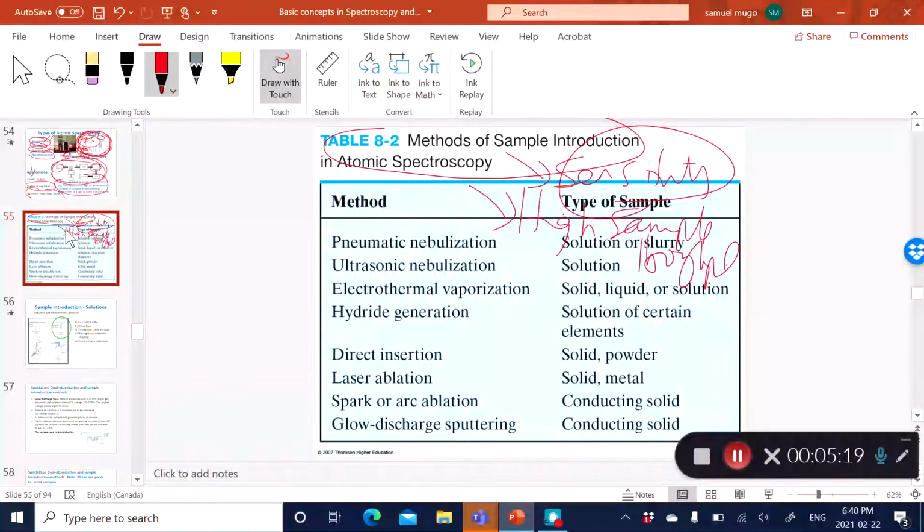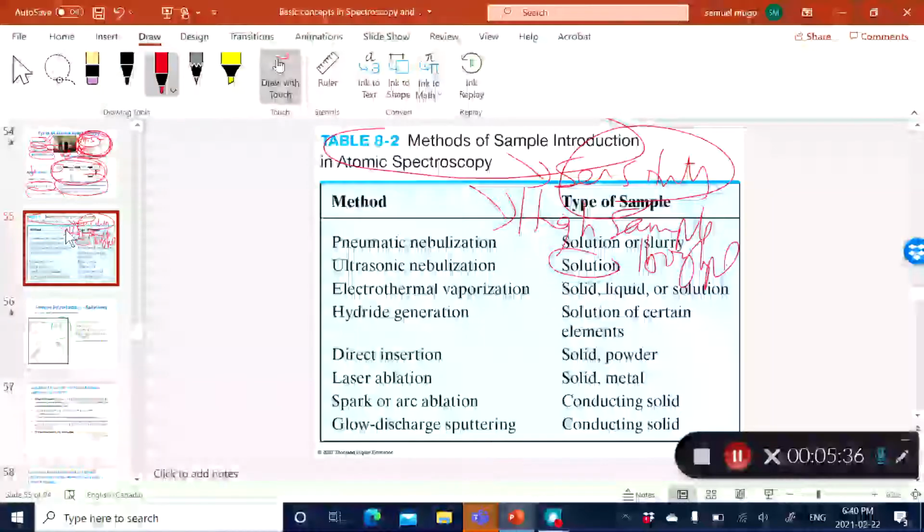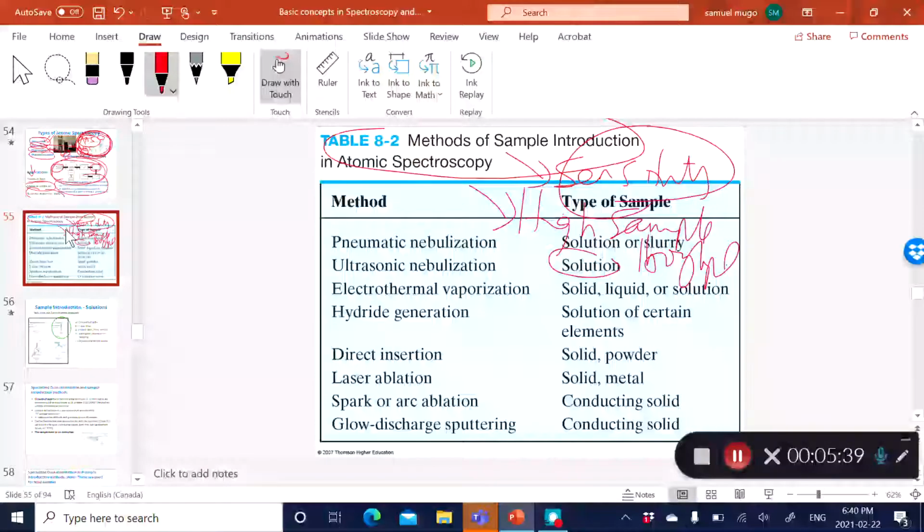Equally, the type of sample introduction method you choose determines whether you can simply run a solution, or you can actually run a solid sample, meaning you don't need to prepare the sample for analysis, which helps you in terms of saving cost, saving time, and so on. Now, I'm going to list maybe 8 different sample introduction methods, and for the sake of exams, it's important for you to be able to list them and explain how they work.